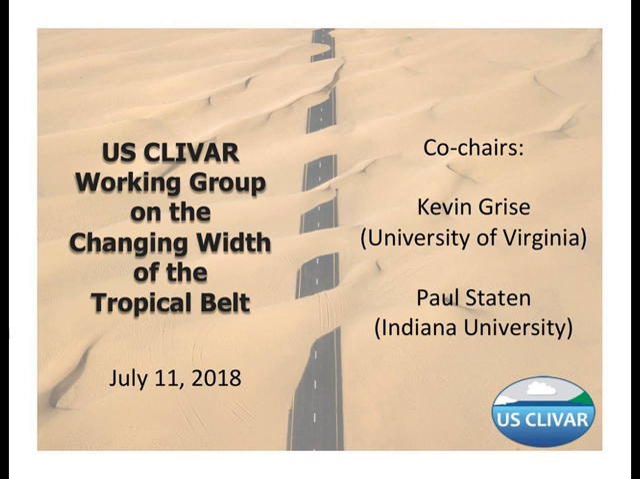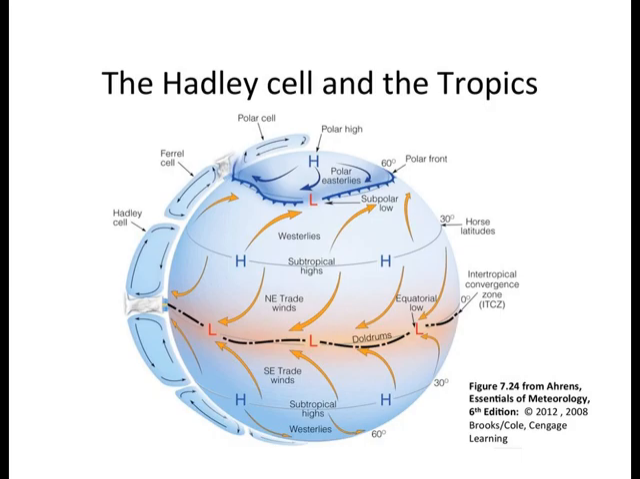So we have the CLIVAR working group on the changing width of the tropical belt, and it's actually a point of discussion what we mean when we say tropical belt. It means different things to different people. I think most often in our group, we are thinking of the three-cell model of the atmosphere when we say the width of the tropics. In particular, we're talking about the width of the Hadley cell and its related surface climate features.